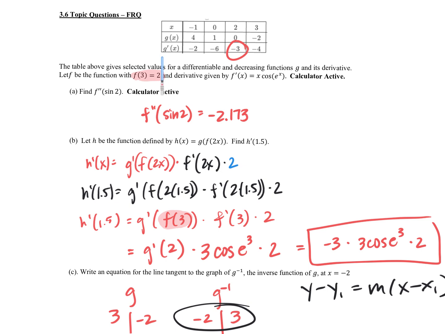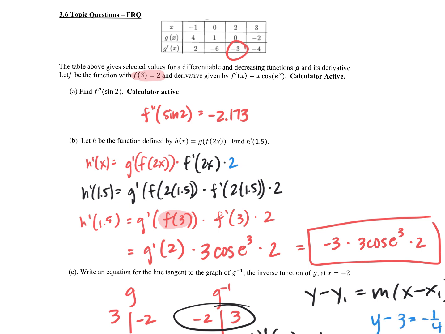What is G of 3's slope? So I could say G prime of 3 is -4, right? Isn't that right over here? G prime of 3 is -4. So what would the inverse's slope be at -2? It'd be -1/4. Perpendicular slopes are opposite reciprocals, but these inverse slopes are just reciprocals. So now I can put that info in: y minus 3 equals my slope, times x plus 2.